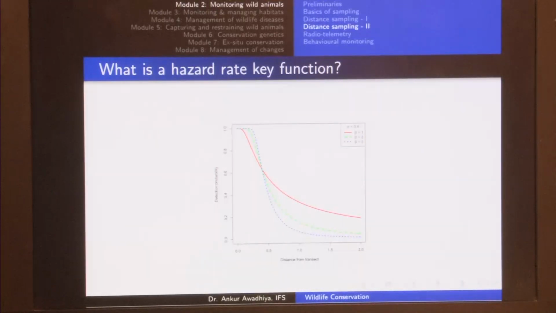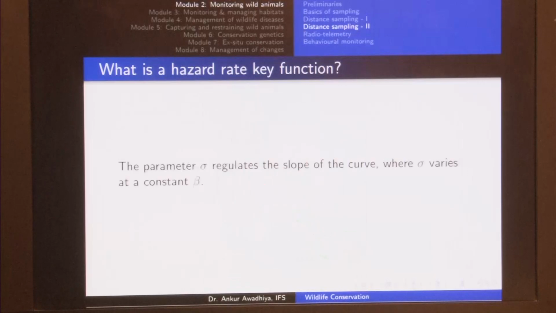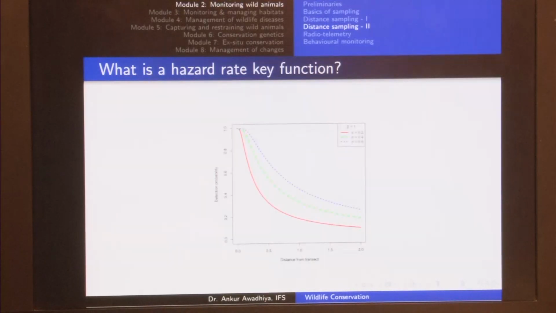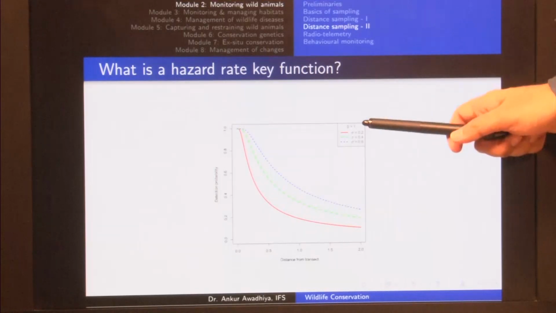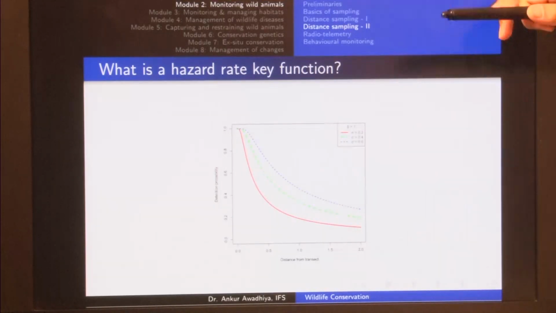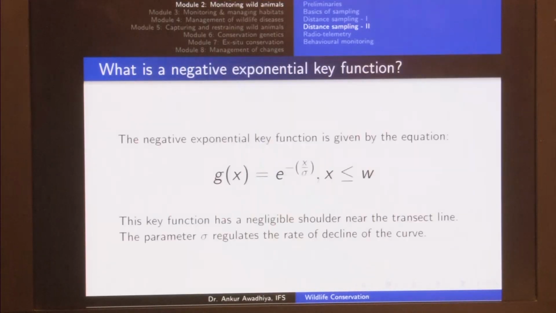Now, it depends on two parameters. The parameter sigma regulates the slope of the curve. This is how it will look when sigma varies at a constant beta. We have kept beta constant at 1 and we are varying sigma, so this is how the shapes are varying. Again, for this course it is not essential to remember the formulae, but just a general shape of the curve in your minds will suffice.